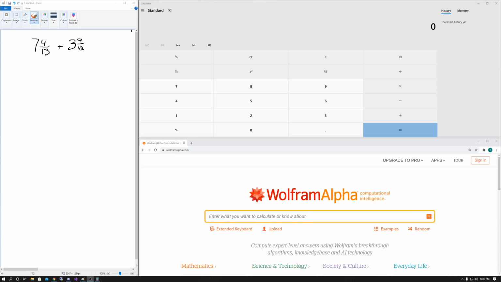Alright, we're gonna do some math problems. I have over here basically our work area. I have a calculator open, and I also have Wolfram to check our work. Alright, so I have an addition problem, a subtraction problem, a multiplication problem, and a division problem. And we're going to go through step by step on how to do each one of those.